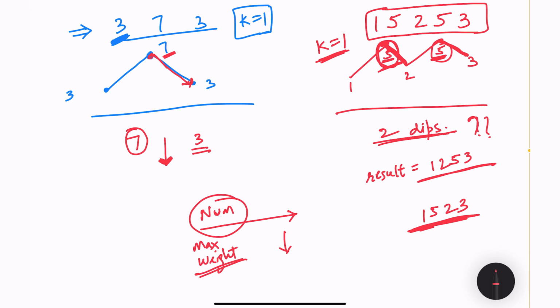If I were to have k equal to 2 in this example, I would have removed 5 first. So I would get 1, 2, 5, 3, and then the next dip is between 5 and 3. So I would remove 5 and the result will be 1, 2, 3.